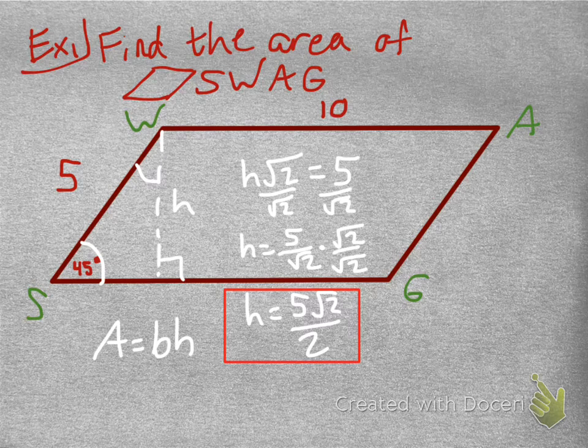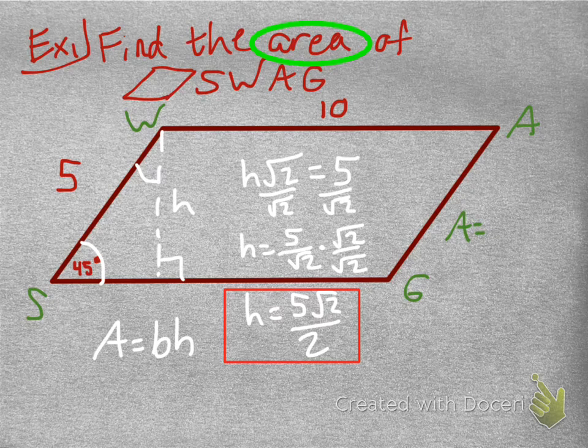But are we done? We found the height. That's not what it's asking, right? It says find the area. So what do we now need to do? All we need to do now is plug this in. So we get the area equals base times height. The base meets the height at 90 degrees. The base and the height are perpendicular.